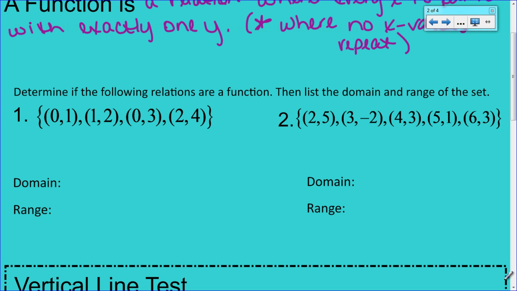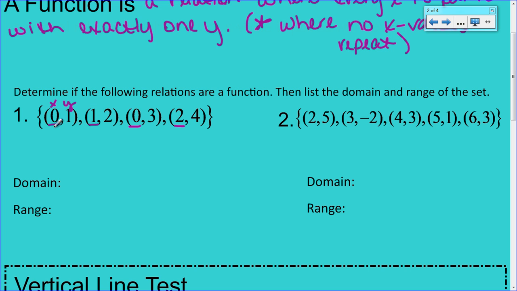So we're going to look at the first one, number 1. We're going to only look at the x values. You can underline them, highlight them, circle them, whatever it is you need to do. I'm going to underline the x values in an ordered pair. Remember, x is always the first number, y is the second number. In this relation I have 1, 2, 3, 4 different ordered pairs, so I should have 4 different x values. So I have 0, 1, 0, 2.